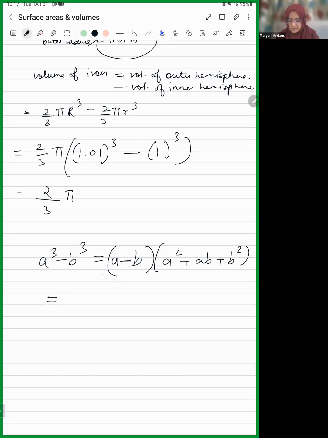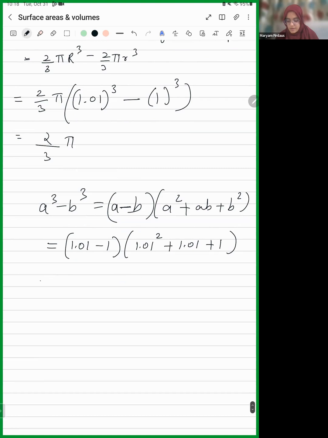A minus b is what? 1.01 minus 1 multiplied by 1.01 whole square plus a into b, which is just the same thing, so 1.01 plus b square, which is 1. So this becomes 0.01 into a square, 1.01 whole square.